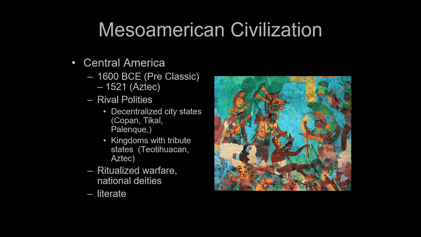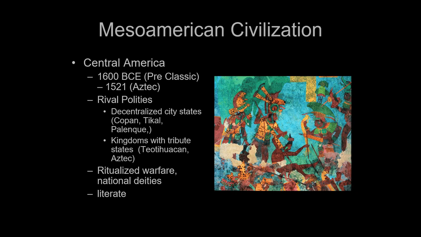It goes all the way to the pre-classic or formative period, which maybe goes back 2000 BC, but really more around 1600 BC. And it goes all the way up to the time of the conquest in 1521. And it is a series of rival polities. It is not a region of empires. You don't have a single central state controlling vast territories.